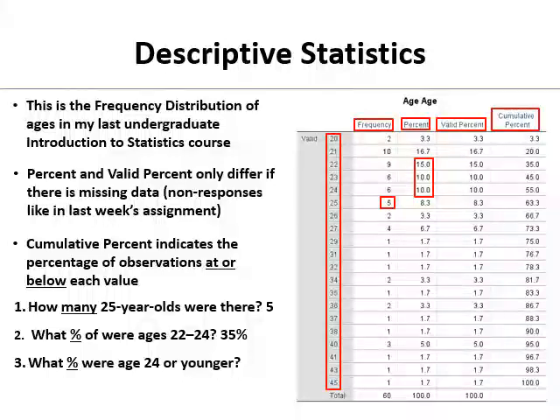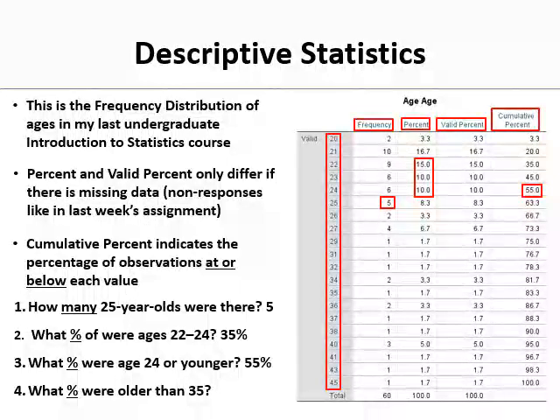What percent were 24 or younger? So now we're going to use the cumulative percent column, right? So find the row for 24, go all the way over there. It's 55.0 is what it says on the cumulative percent column for age 24. That means 55% of my class were age 24 or younger. That's what that means. That's what cumulative percent tells you, the percent who are that value or lower, right? In this case, it's age, so it's 24 or younger.